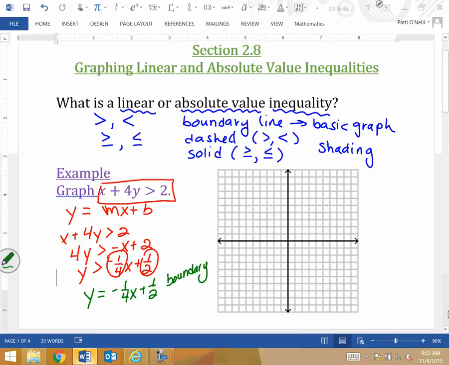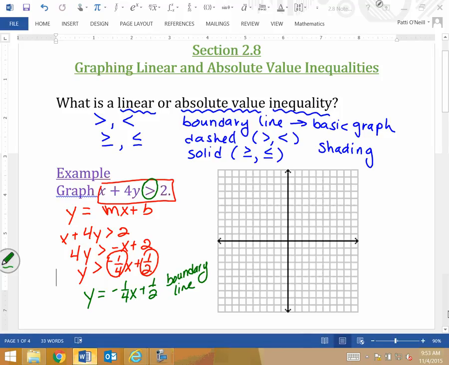And I have to make a decision if this boundary line is going to be a solid line or a dashed line. I'm going to check my inequality symbol in the original problem, and because it's just greater than, it's going to indicate that this is going to be a dashed line. So I need to connect my dots using dashes instead of a solid line.